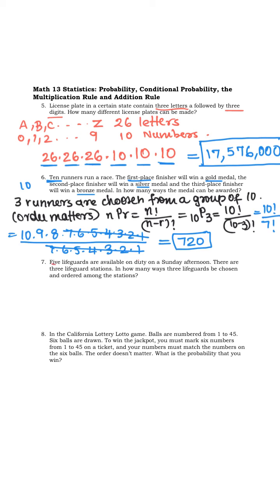5 lifeguards are available on duty and there are 3 lifeguard stations. How many ways can 3 lifeguards be chosen? So we need to choose 3 from 5. So it will be 5 factorial divided by 5 minus 3 factorial.